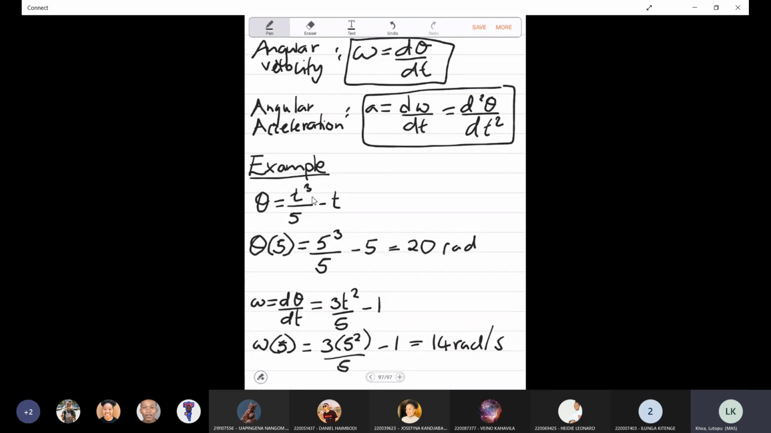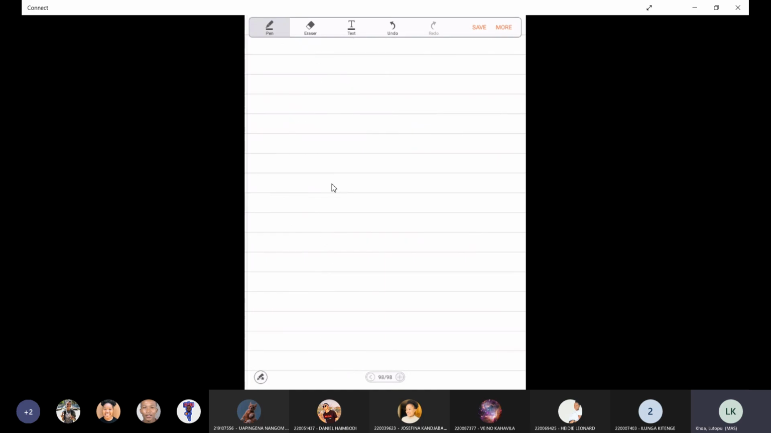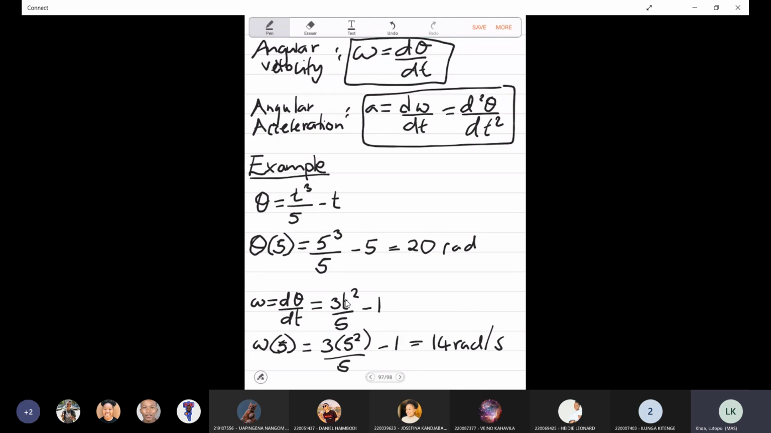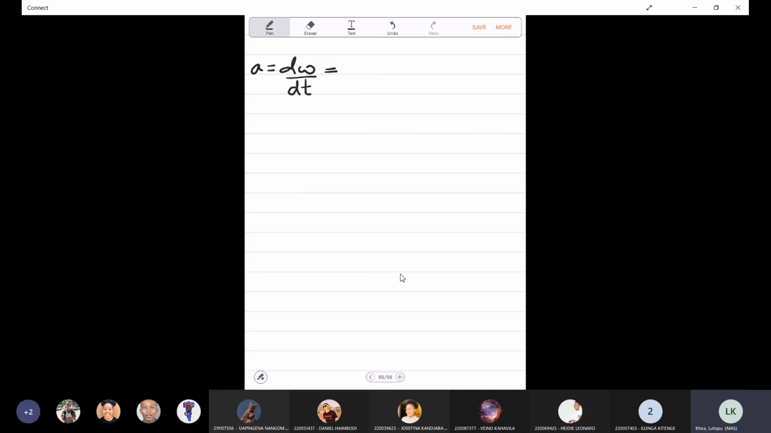And then the last one is, not the displacement, sorry, the acceleration after 5 seconds. So we know that acceleration is the derivative of the velocity with respect to time. So this equation over here for velocity, we differentiate it. What do we get? This is 6t over 5. And then the acceleration after 5 seconds is simply 6 times 5 over 5, which is equal to 6 radians per second squared. So keep in mind that you should include the units and make sure you include the correct units.